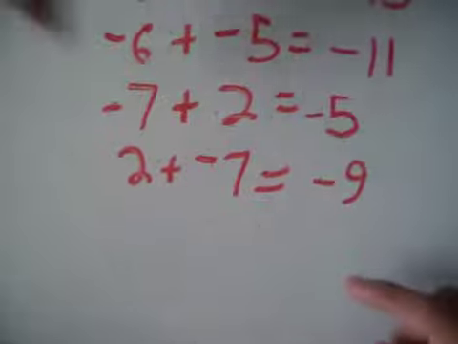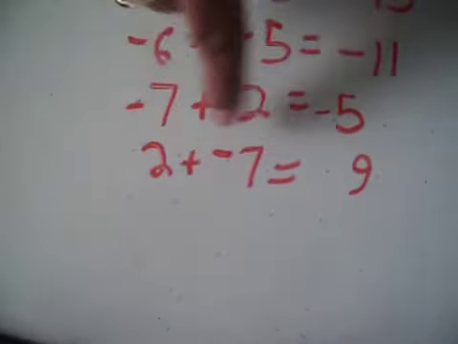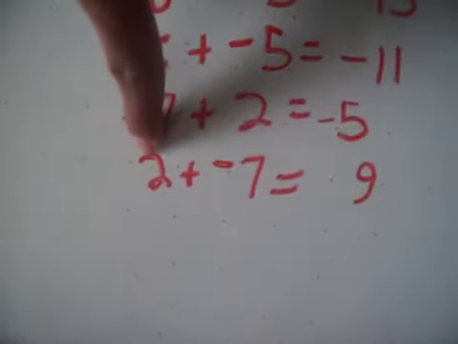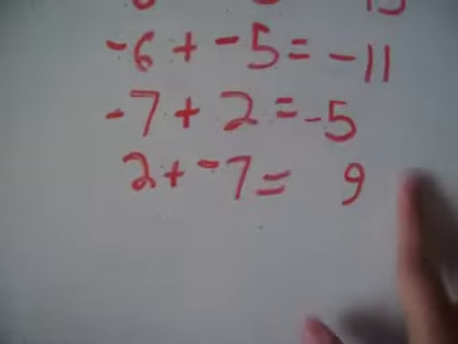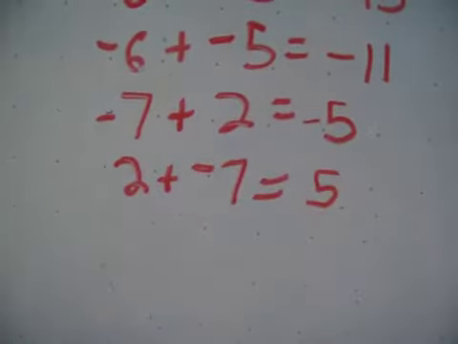How'd you come up with -9? Oh. If this said -2 plus, right? Okay, so now I owe 7, I only have 2. How can I get all the way to 9?